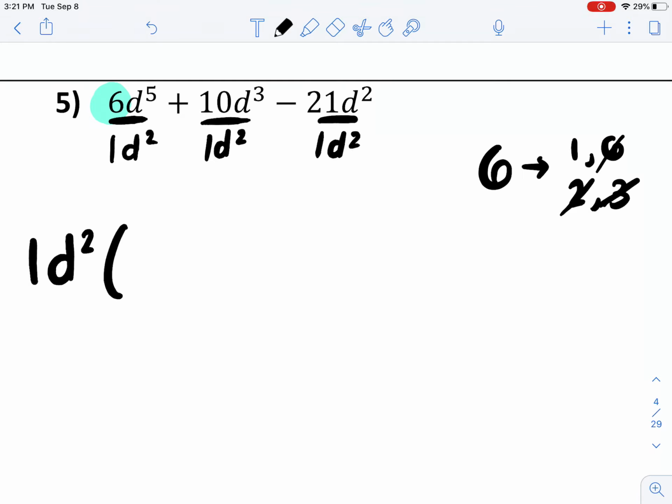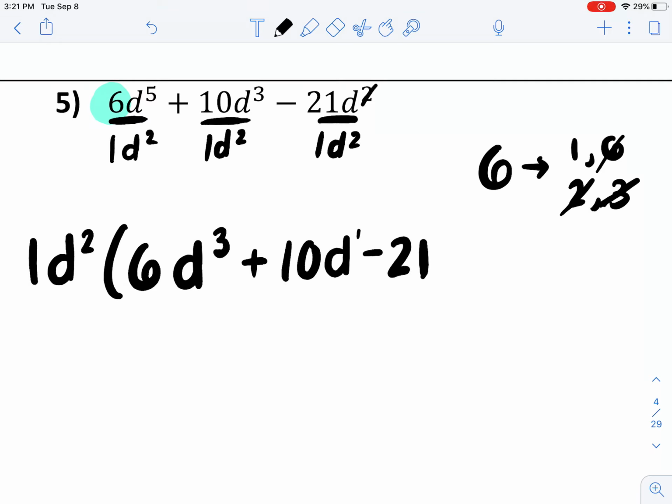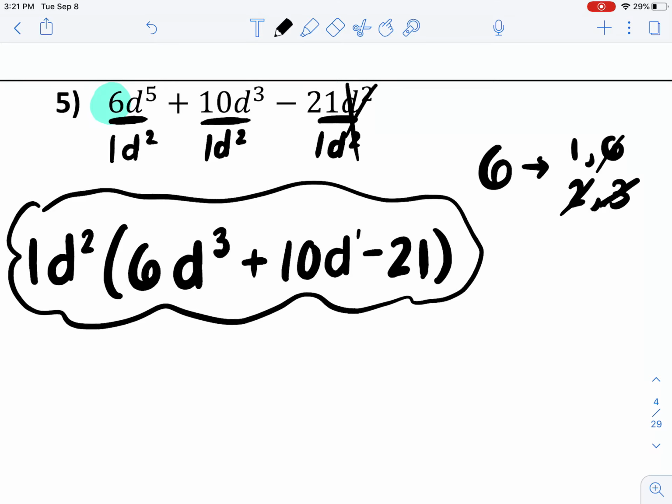So now I'll divide. 6 divided by 1 is 6, and d to the 5th divided by d squared is d to the 3rd, because we subtract exponents when dividing. Bring down the plus. 10 divided by 1 is 10, and d to the 3rd divided by d squared is d to the 1st, or just d. And then minus 21 divided by 1 is 21, and the d squareds are the exact same thing, so those can go away. And there we have our answer.